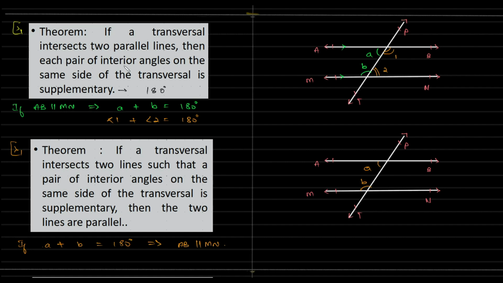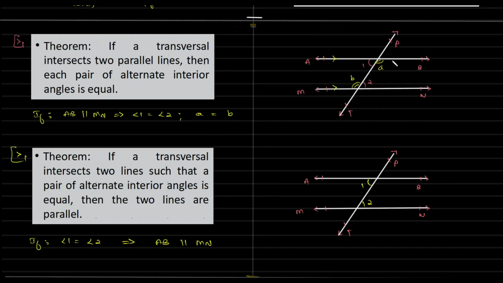Okay, so I'll give an example. Here, say this is 60, this will be 120. If this is 50, this will be 130, right? So here I'll give one example. If this is 60, this will be 60, and this will be 120, and this will be 120 degrees.